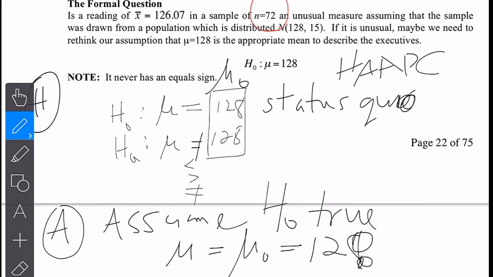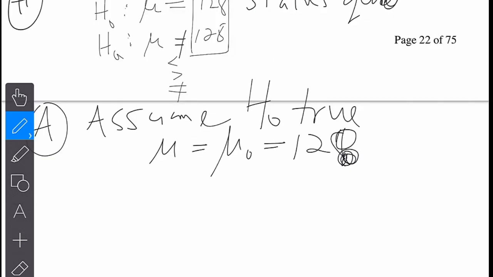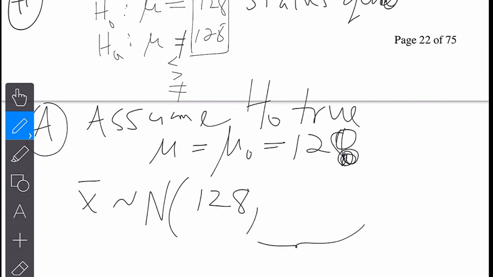That's 128. All right, so then from the third row of the formula sheet, the sample mean is normal with a mean of the hypothesized mean and a standard deviation of sigma over square root of n. So let's read above for those values. What's sigma, what's square root of n?